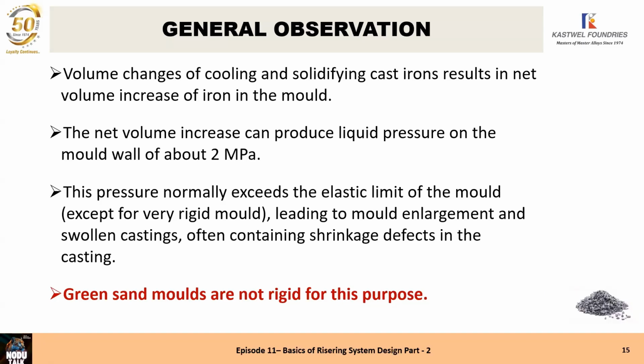Green sand molds are not rigid for this purpose in SG iron; they are quite weak molds. So we have to use techniques to control the mold wall expansion and to get shrinkage-free casting. So volume changes in SG iron are due to the presence of graphite. The net volume increases and produces pressure on the mold.